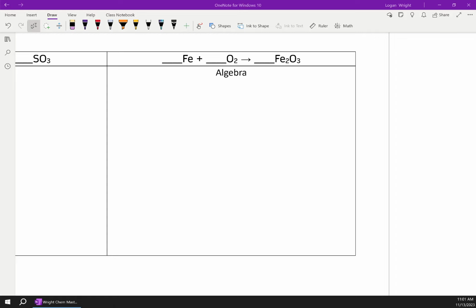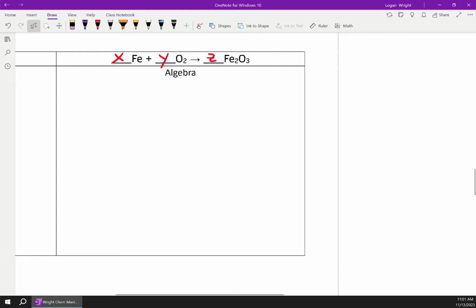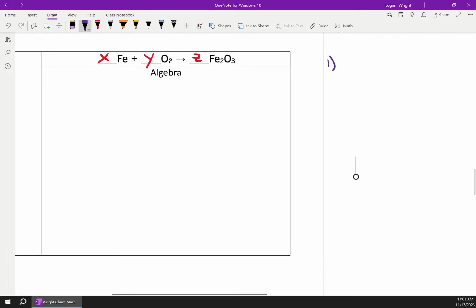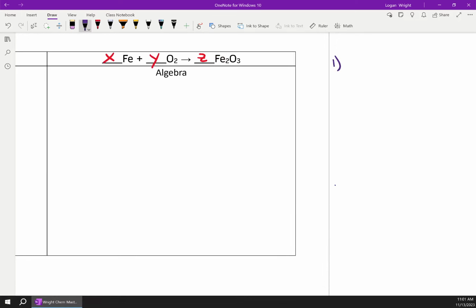So it's going to look like this. You're going to start by assigning a random variable, whatever you choose, to each of your coefficient blanks. And then your goal number one is going to be to get everything into terms of one variable. So in this case, I either want all three of them to have something to do with x, all three of them to have something to do with y, or all three of them to have something to do with z.